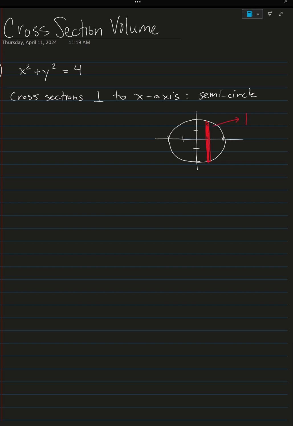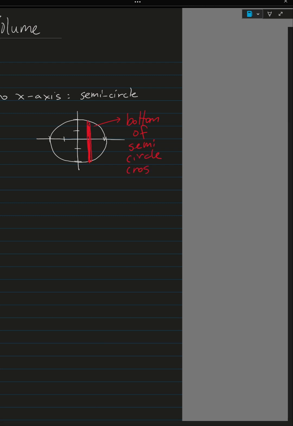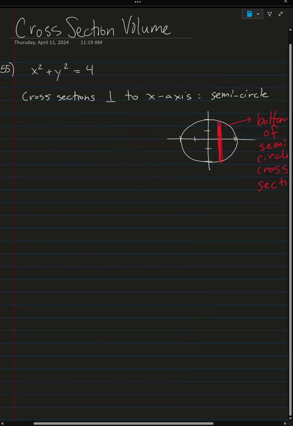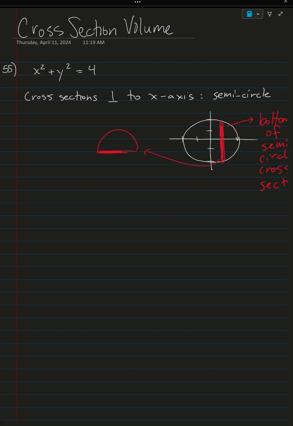Put that over here. It's the bottom, or the diameter, I guess you could say. If we were to take that cross section kind of out of there, it would look something like this. What I just drew on the graph is this bottom part of the semicircle.